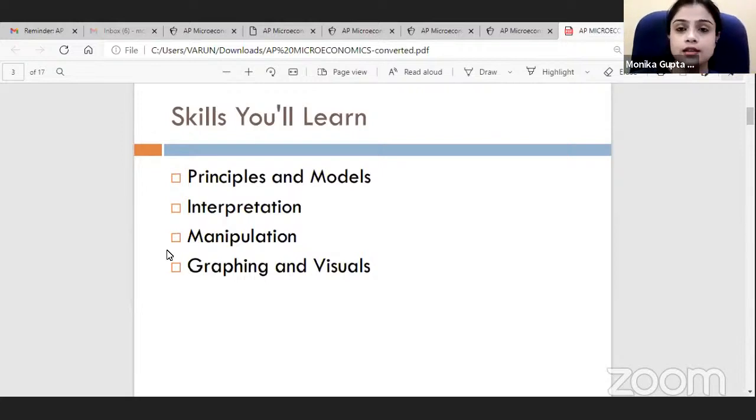And the last skill, which is the most important one, is graphing and visuals. Whatever economic principle we are learning here, you should be able to express that with the help of a graph. It will create an edge in your exam, in your answer.